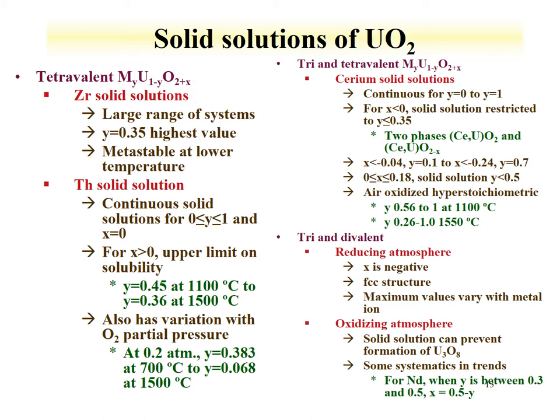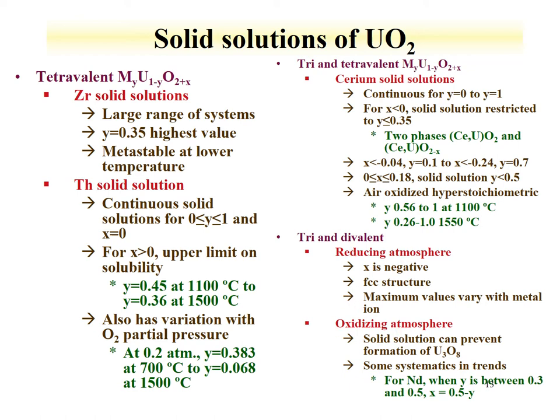Unlike zirconium, thorium has an ionic radius very similar to uranium. They're both about one angstrom, whereas zirconium is about 0.72 angstrom, so it's much smaller. Thorium makes a solid solution with uranium over the entire range. For some tri and tetravalent solid solutions, cerium-4 is continuous over the entire range, whereas cerium-3 has variations. And the tri and divalent solid solutions really depend upon whether you're in a reducing or an oxidizing environment.